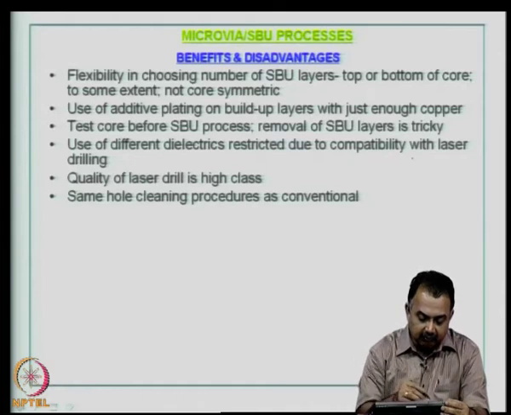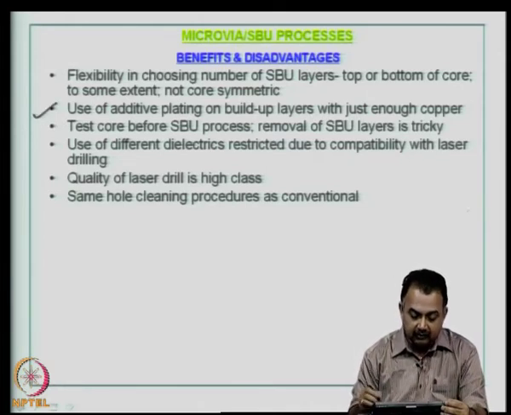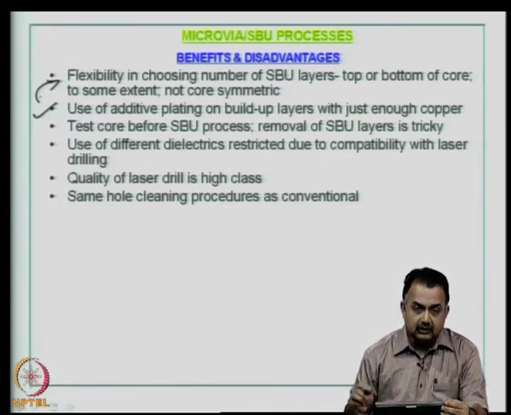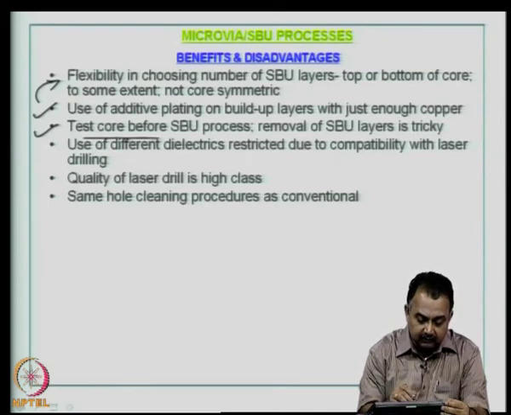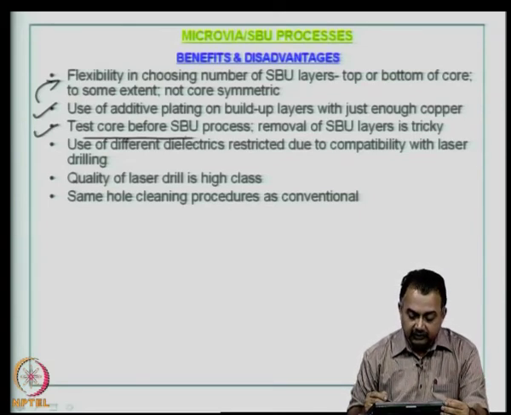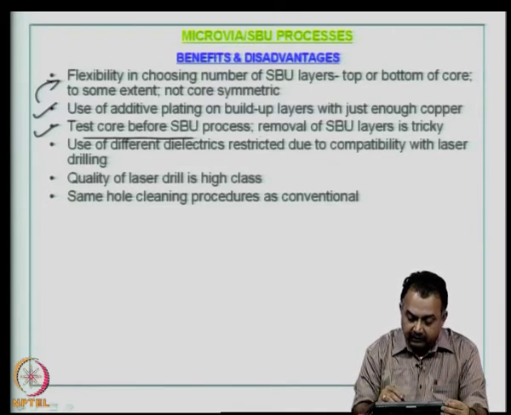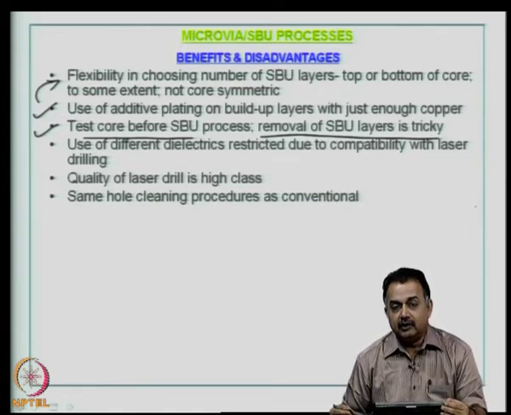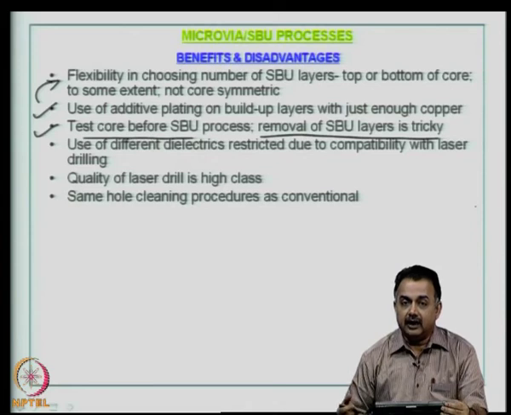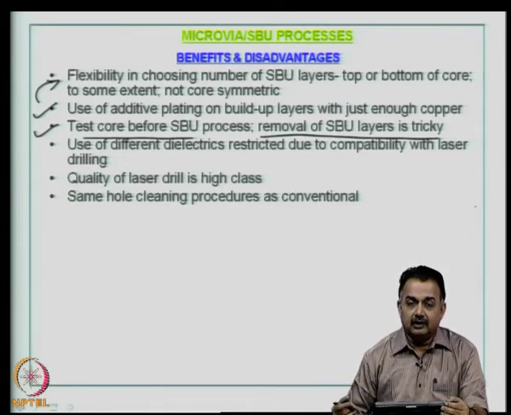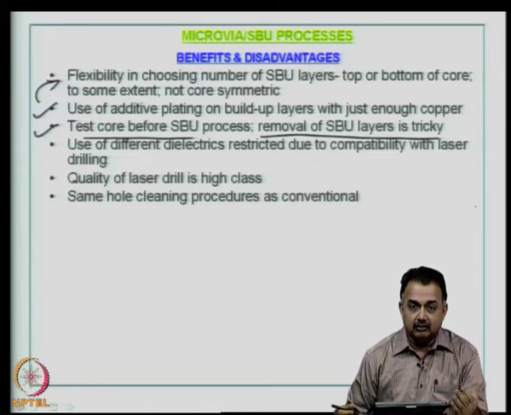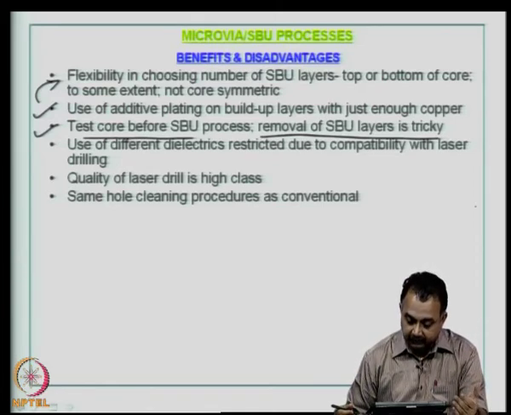Use of additive plating on build-up layers with just enough copper will enable this kind of a problem to be solved. Test the core before the SBU process. So, once you prepare the core, you need to test it, because the removal of SBU layers is still a tricky process. Although before the curing process you still can remove the dielectric ink, but after it is cured it is still going to be an issue to repair the SBU layers. SBU here refers to sequential build up layers or built up layers.